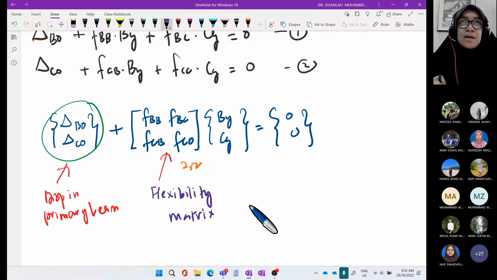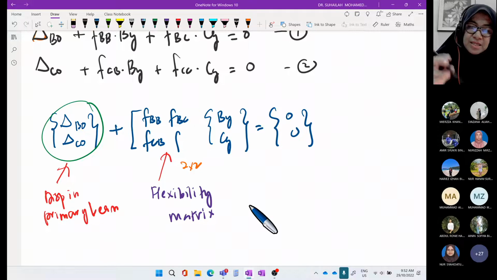The value must be symmetry, because if it is a matrix, it will apply all the matrix characteristics. And one of the well-known characteristics of the matrix is symmetry. Okay, so we have FBB, FBC, FCB, FCC.